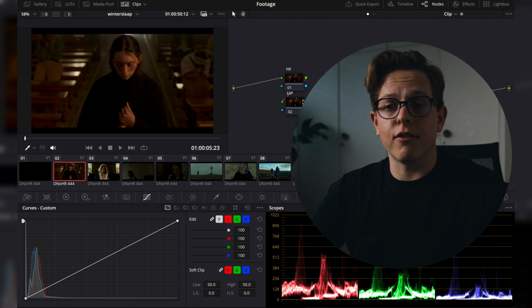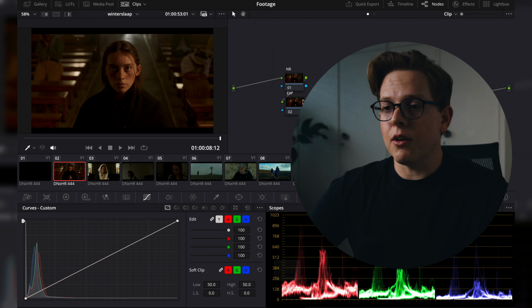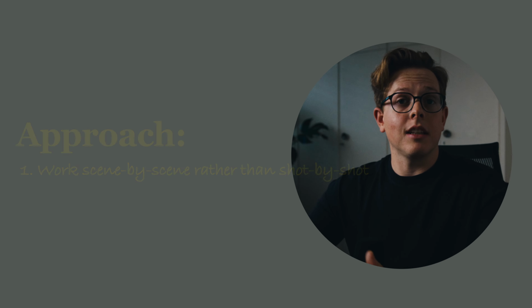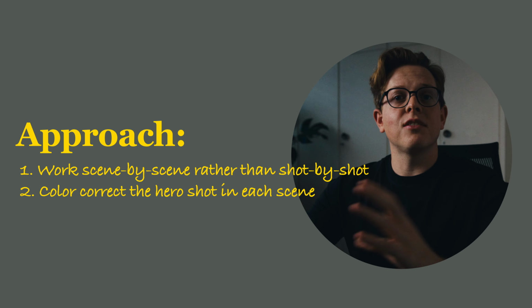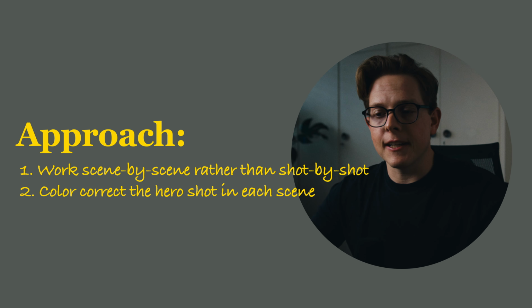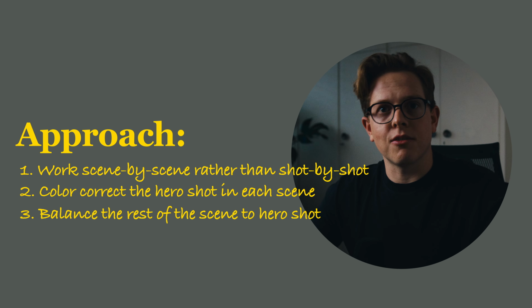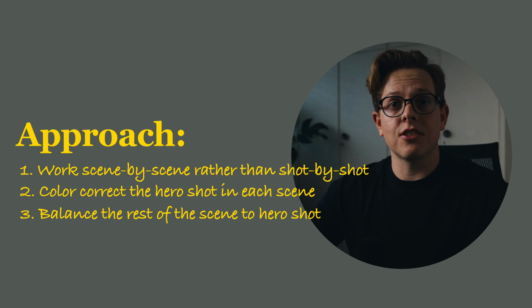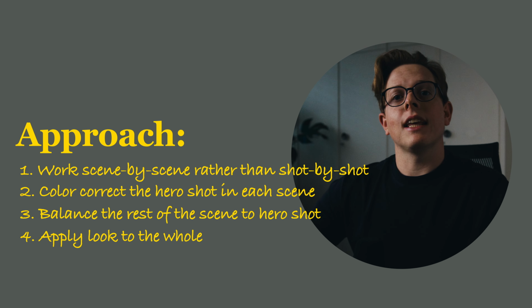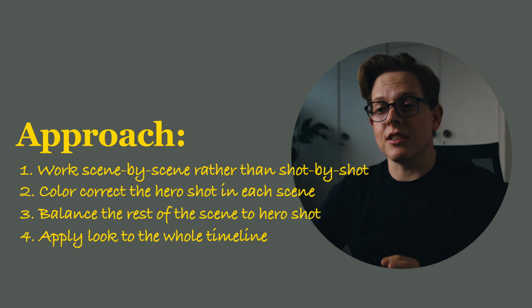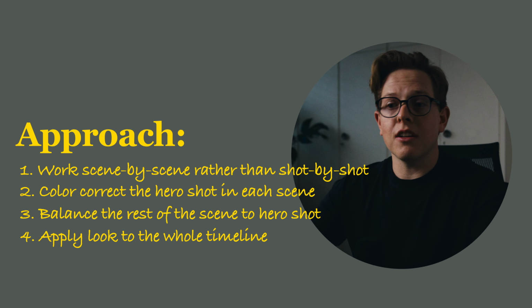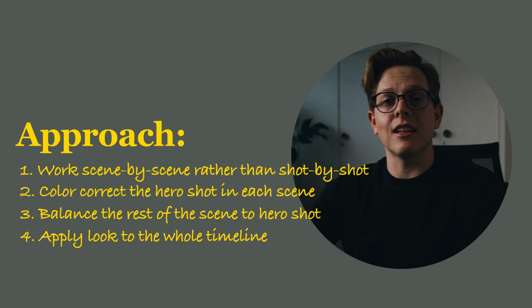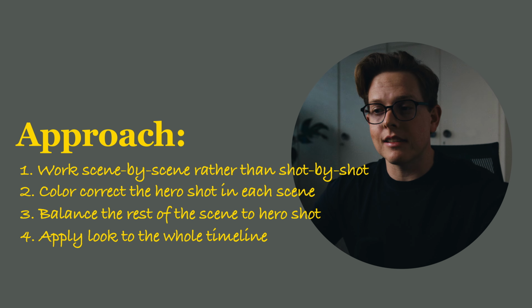So again, we have our exposure balance and our white balance, and we're going to do that to the hero shot within each scene, so that we set the tone of the environment that we're in, and then we're going to balance the rest of the shots to that hero shot in each scene. Once we've done that, we can then apply our look to our whole project, not just shot by shot. We're going to apply the creative feel and look to the whole project so that there's consistency.